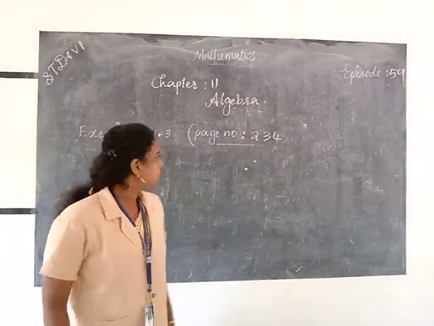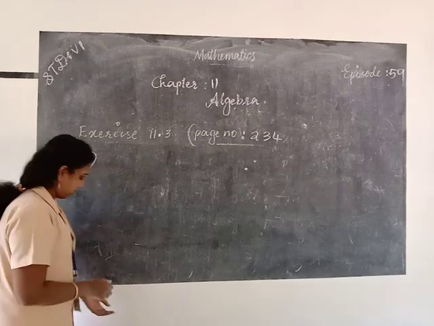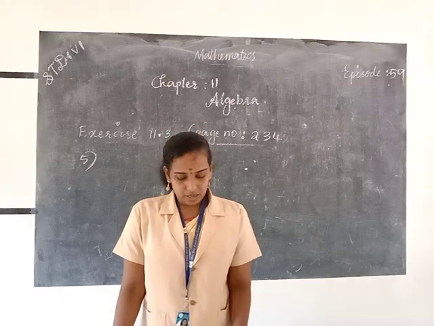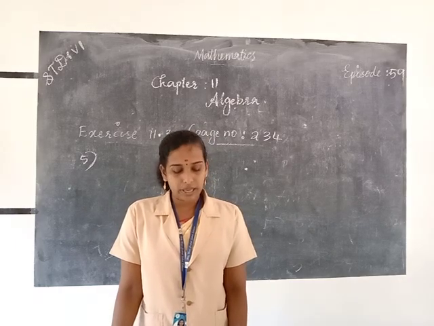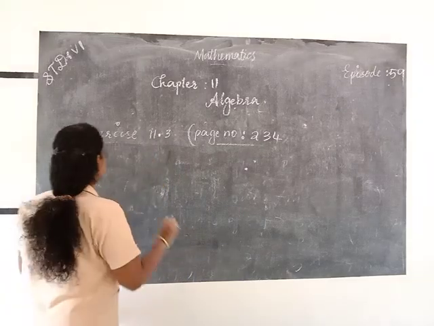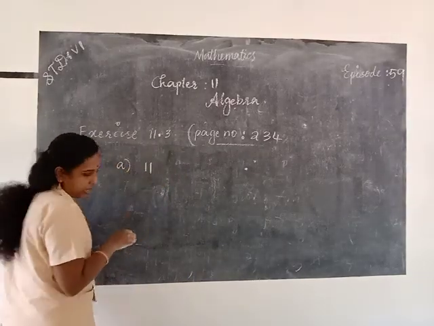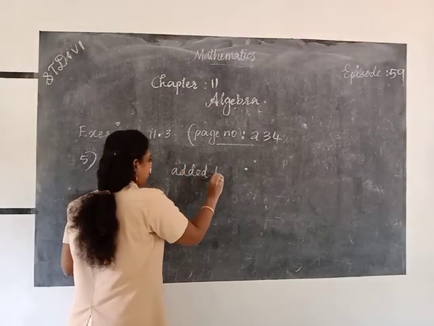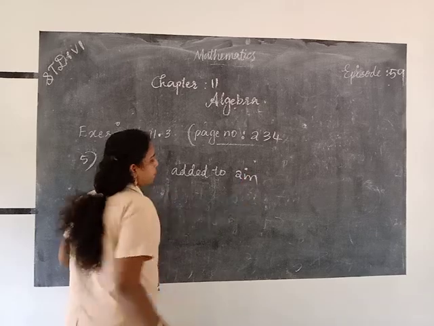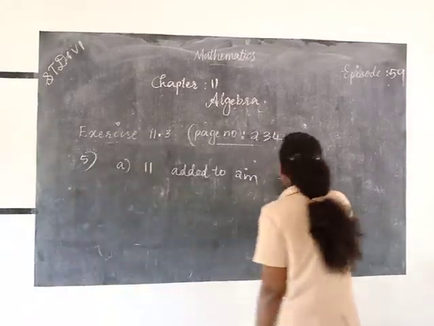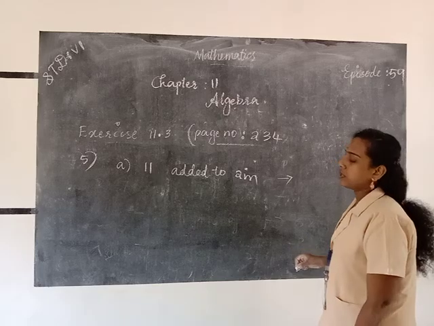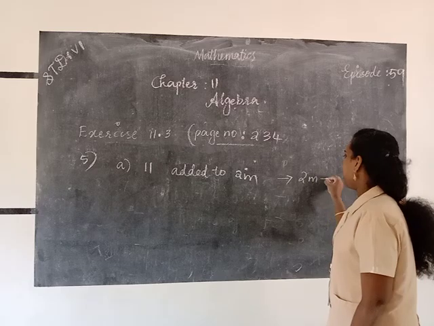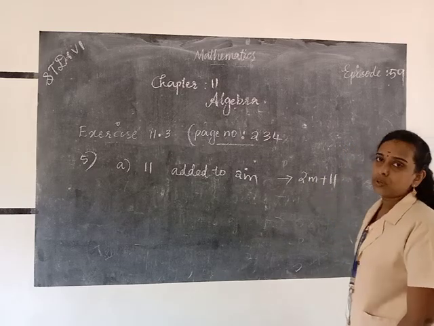And the question number 5. Give expressions in the following case. So here we want to write the expressions for the following case. The first one, 11 added to 2m. So 11 is added to 2m. Here the operation is addition. So 2m plus 11. 11 is added to 2m.